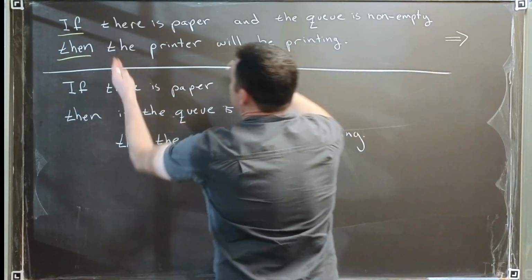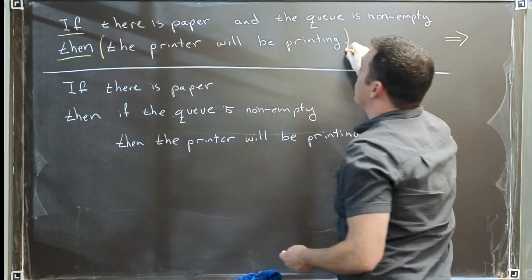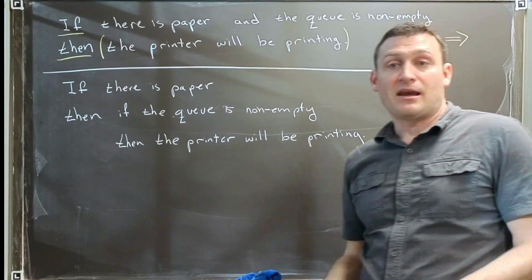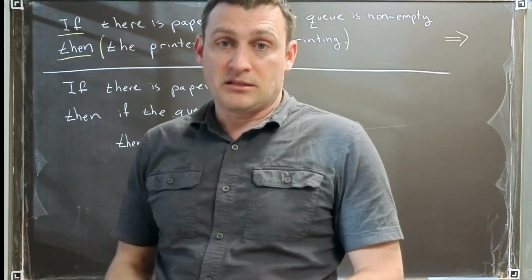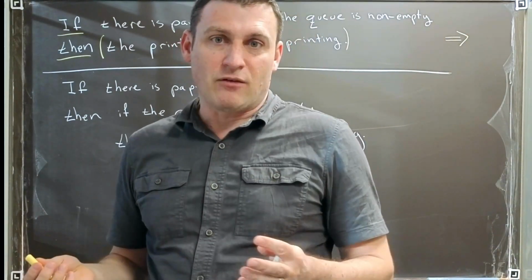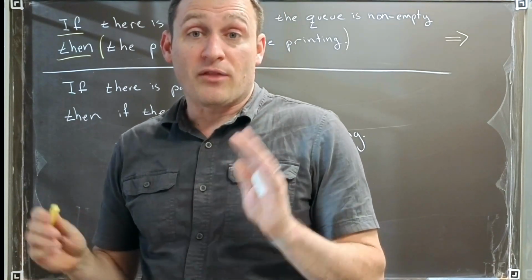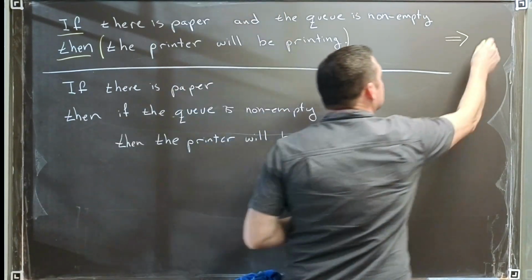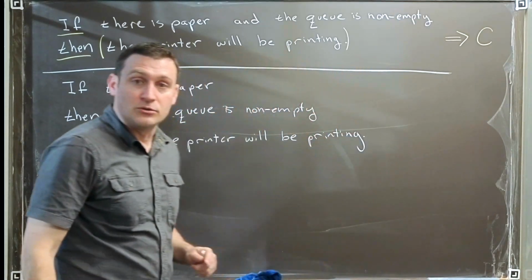So the conclusions occur right here. The printer will be printing. Let's give that a name. We can think of that as one isolated task, that the printer is printing. It's a state of being in our calculations. Let's call that C, the conclusion. We want to end with that conclusion.